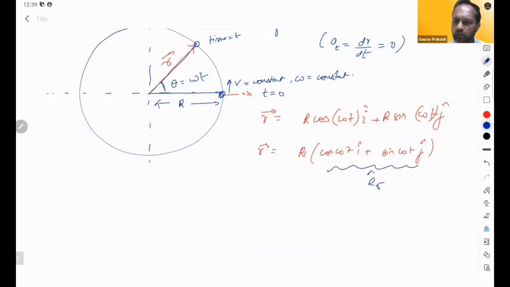What is a unit vector? One whose magnitude is 1. So its magnitude will be the square root of cos square omega t plus sin square omega t, which will be 1. Right. So I can write r as r into the er unit vector. And what is the direction of this er unit vector? The direction is along the direction of the r vector, that is, along the radius.